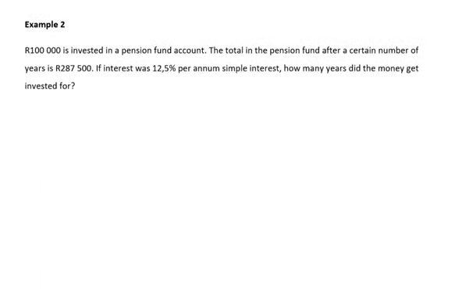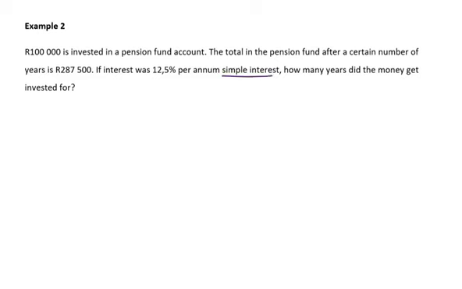100,000 Rand is invested in a pension fund. The total in the pension fund after a certain number of years is 287,500. If interest was 12.5% per annum, simple interest. So the moment I see simple interest, I write out my simple interest formula and I write out my shopping list. Now the question says at the end, how many years was it invested for? So now I'm solving for n.